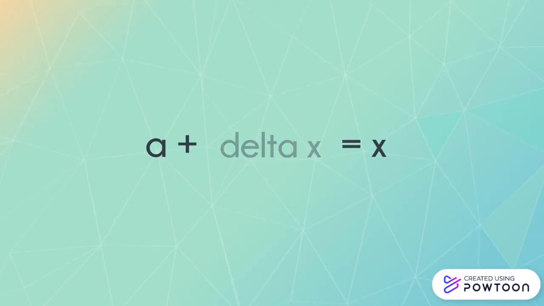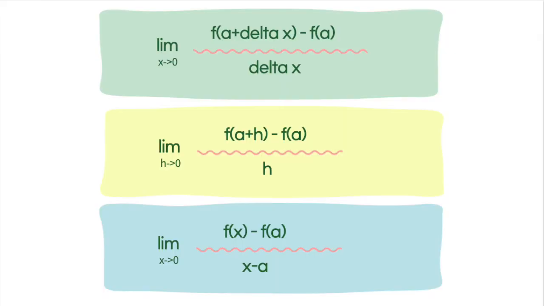Here we see that a plus delta x equals any constant, so it can be b, z, or even x. As delta x gets closer to 0 and almost disappears, a becomes closer but not equal to x. Ta-da! These 3 equations, also known as f prime of a, are the derivatives to find out the gradient of a point in literally any function. Cool, isn't it?